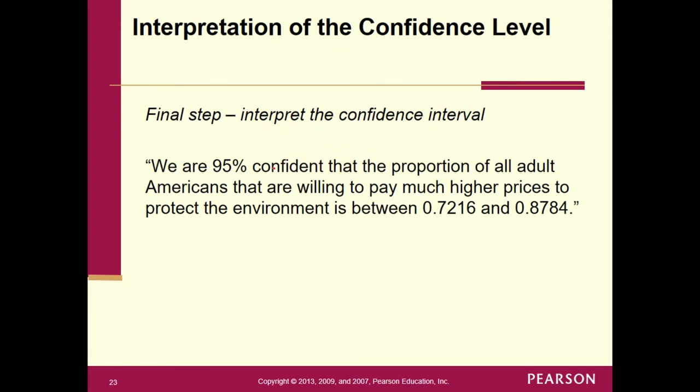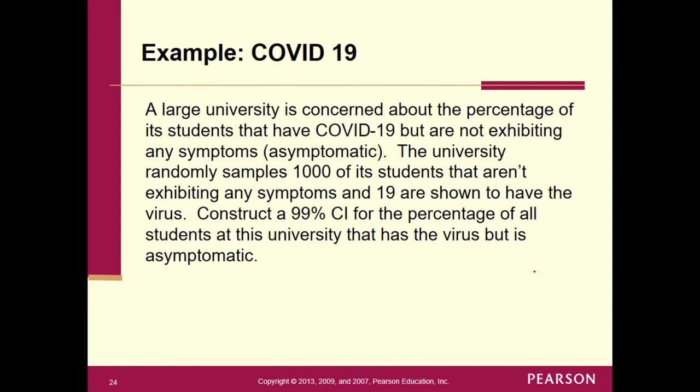So finally, to end this, what is between the two values? I put proportion here, and since I put a proportion, I'm going to put these as decimals. If I said we are 95% confident that the percentage, then I would change these to percentages. And there you go. A little harder than that. Want to try the second one?